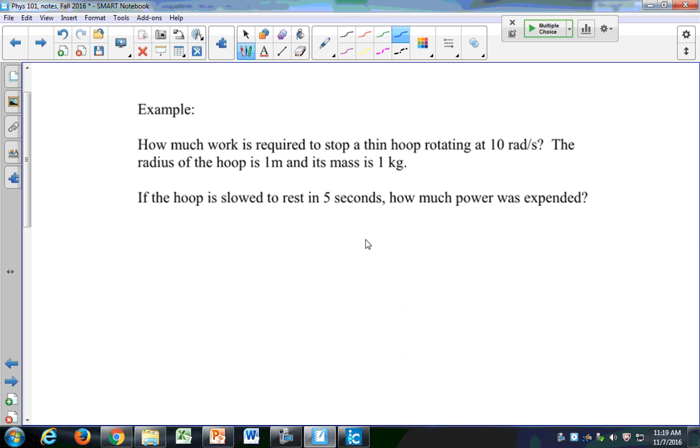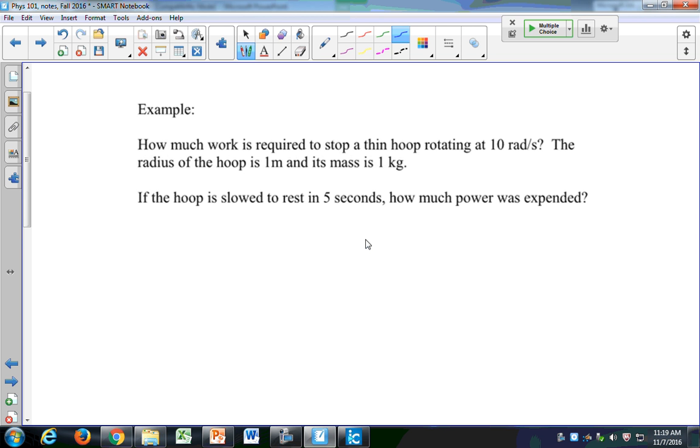So let's say that I have a hoop, a thin hoop that's rotating at 10 radians per second. I'm given its radius and its mass. And I want to know a couple of things. I want to know how much work is required to stop it.